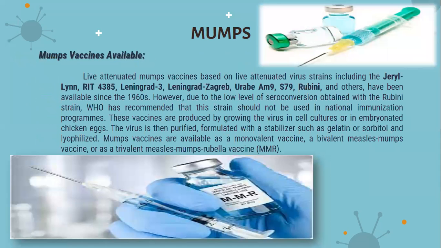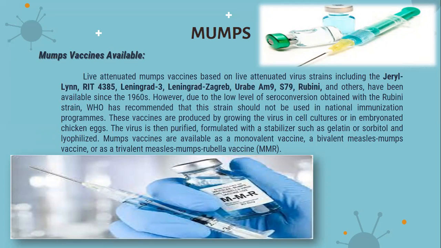Basta yun. Then, next is mumps vaccines available. So, live attenuated mumps vaccines based on the live attenuated virus strains, including the Jeryl Lynn, RIT 4385, Leningrad-3, Leningrad-Zagreb, Urabe AM9, S79, Rubini, and others have been available since the 1960s. So, available na pala yung vaccine para sa mumps since 1960s.